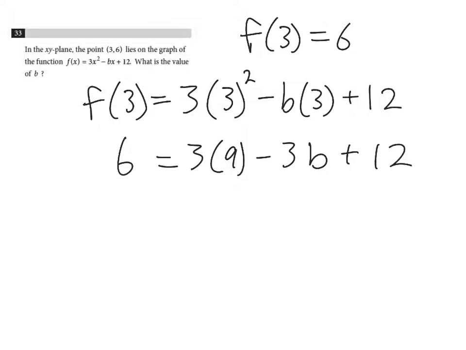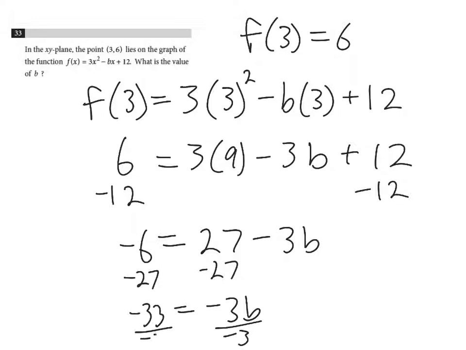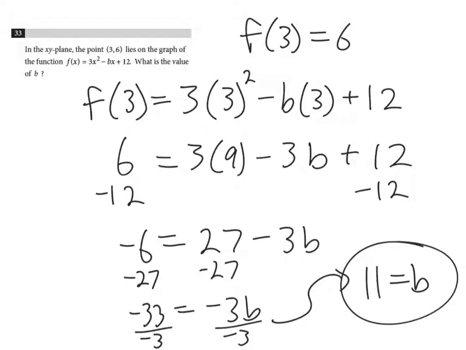So I'm going to subtract 12 from both sides. Get negative 6 equals, well, that's going to be 27 minus 3b. Subtract 27 from both sides. That's going to be negative 33. Divide both sides by negative 3. I'm going to see that 11 equals b. All right, looks good.